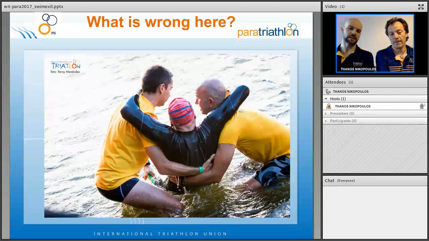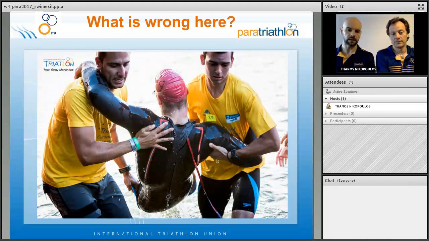The specific athlete has been allowed to put his hands around the swim exit assistant's neck, which should never be allowed. Because with the tension that the athlete is putting, they can stop the oxygen of the assistant. So if you are at the swim exit and you see the swim exit assistants managing the athlete in this way, you have to stop them and force them to take the right position. You cannot allow them to come out of the water with the athlete like this.